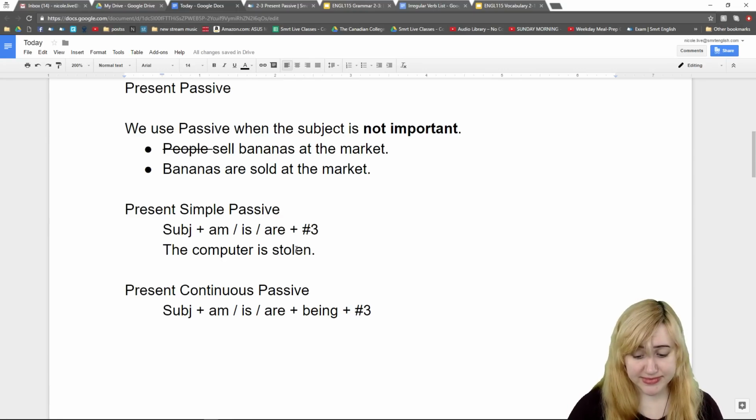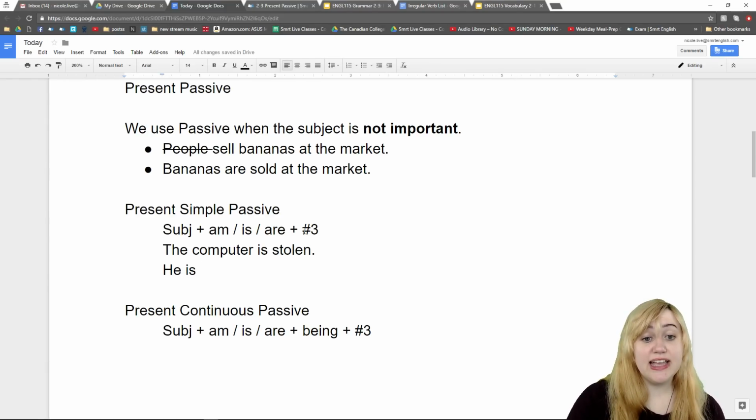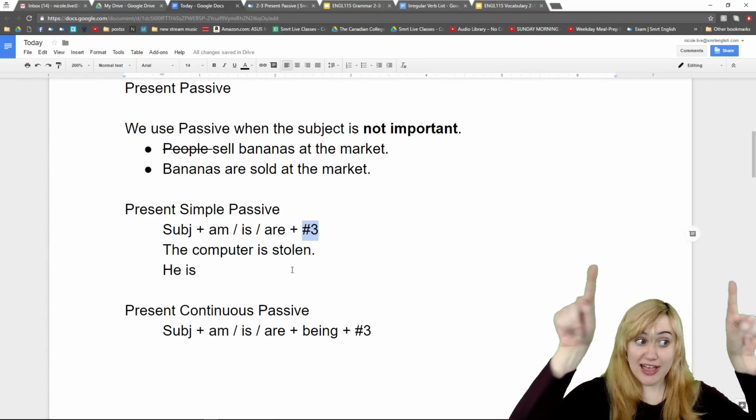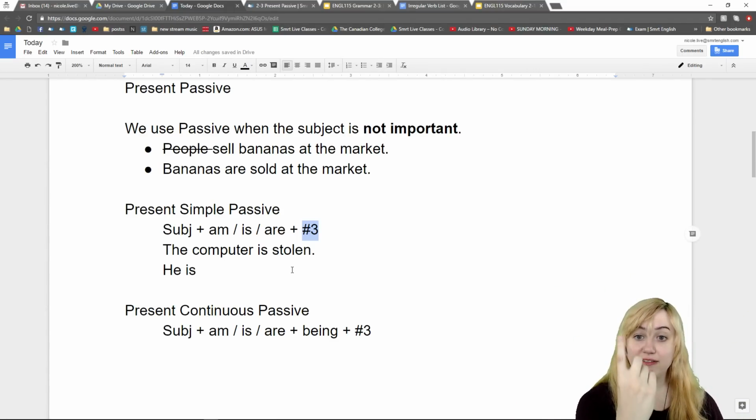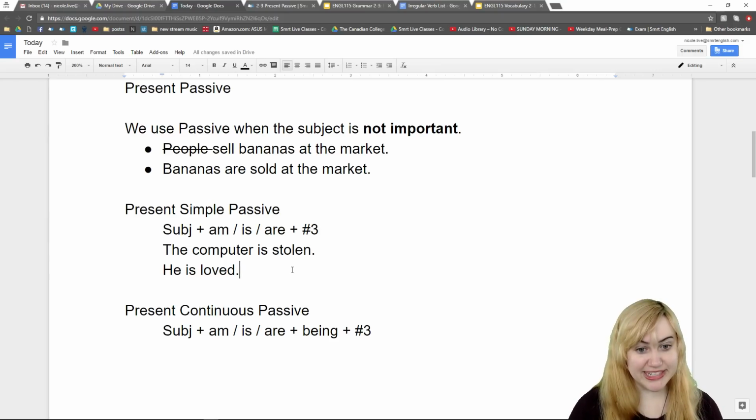All right, let's do one or two more examples, and then I'll talk more about what this means. How about, I could say he is a subject. I could say he is, and now I need a verb 3. How about love? Love, loved, loved. So I can say he is loved.